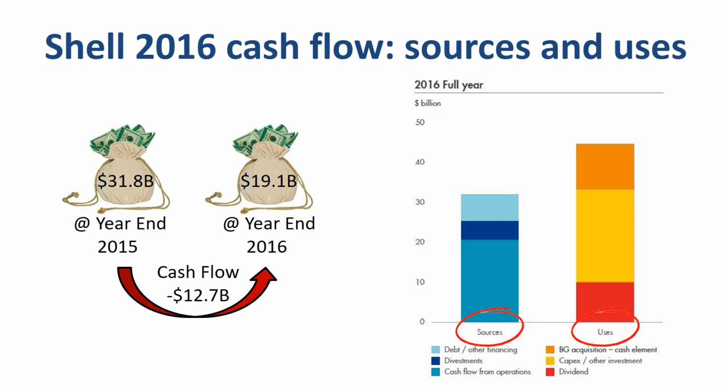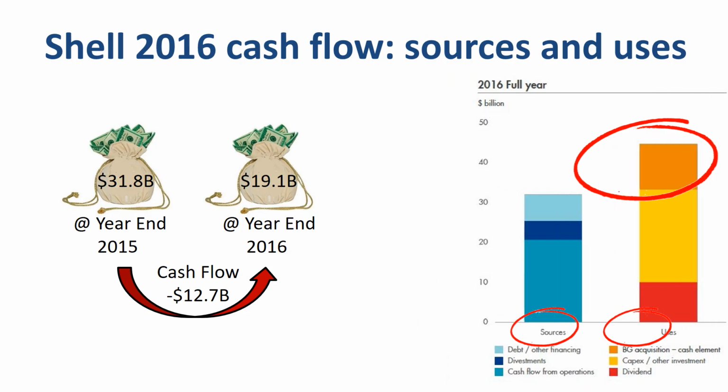The continued low oil price has led to the lowest cash inflow from operations in many years. The capex cash outflow is also much lower than before, so that partially offsets it. An unusual item in 2016 was the large acquisition of BG Group, or British Gas, which changes the business portfolio and strategic direction of Shell.